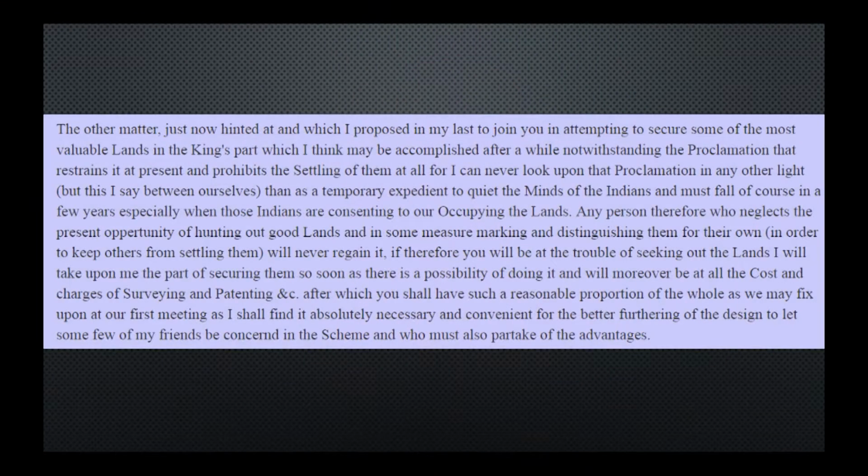So I would just recommend you paraphrasing it to the class, pointing out specific phrases. So what would be a couple of the key phrases here that you would want to point out to them to get to the gist of what George Washington is saying about the Proclamation of 1763? Well, that it's only temporary. It's temporary. Yeah. A temporary expedient.